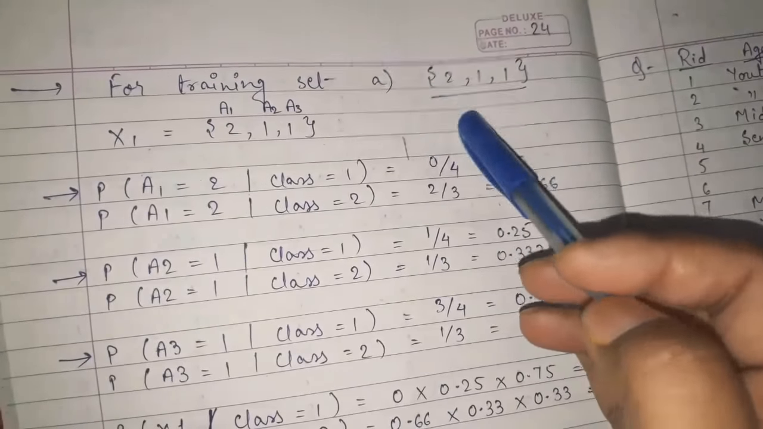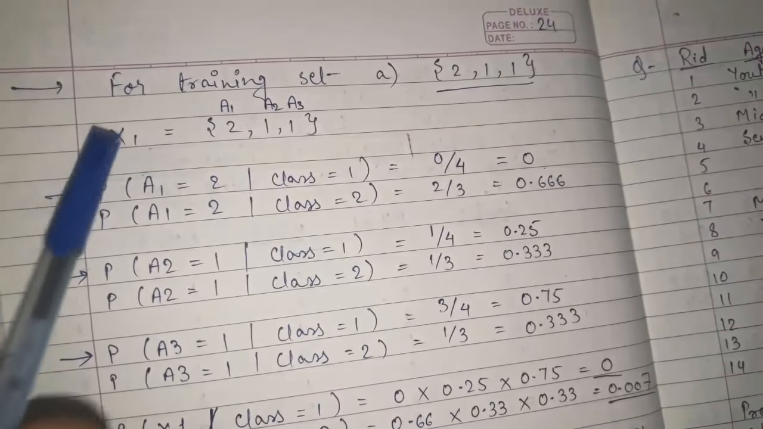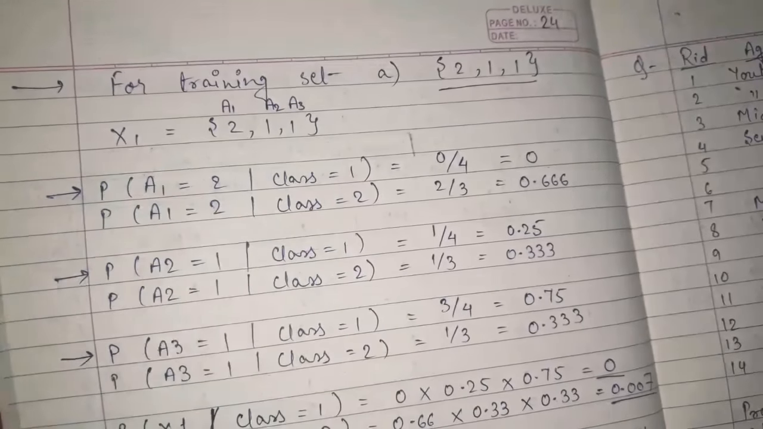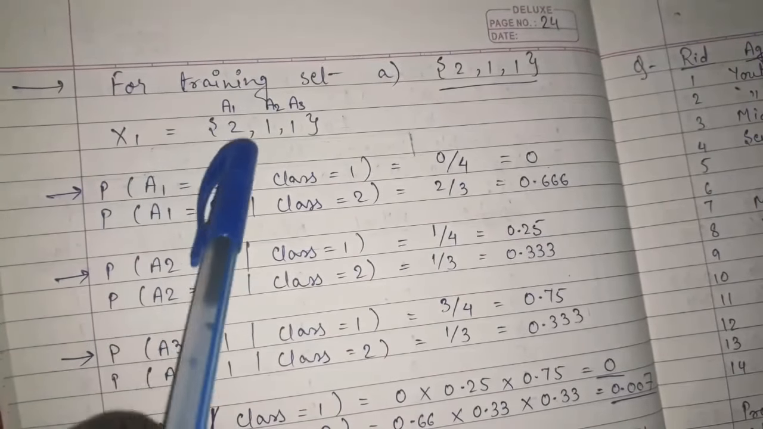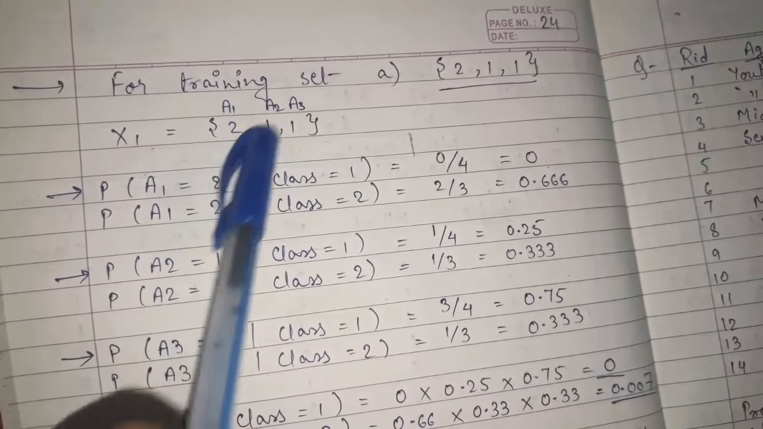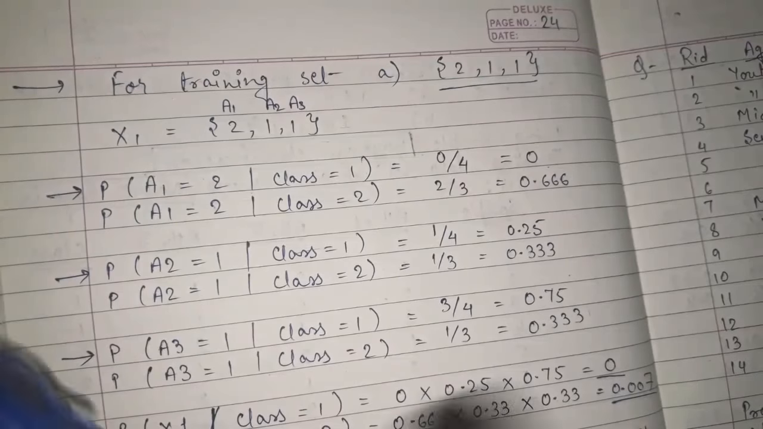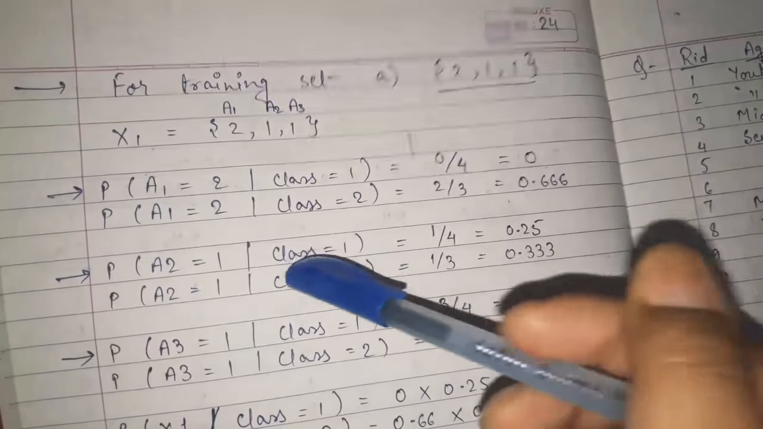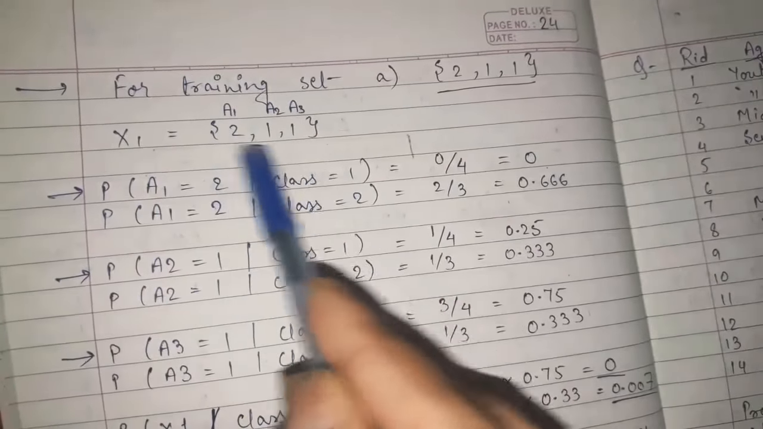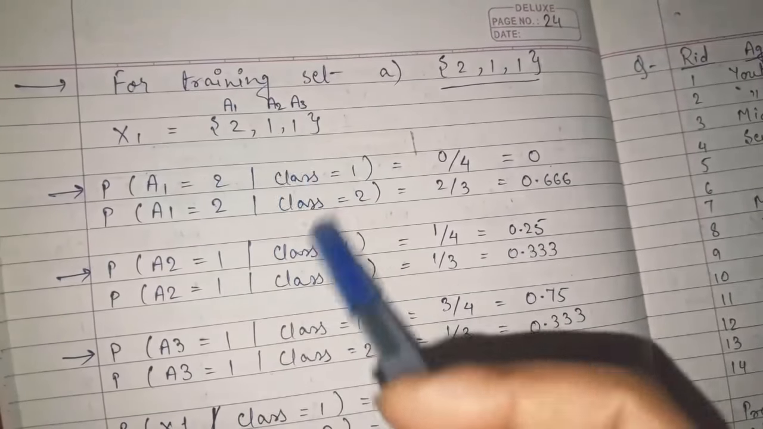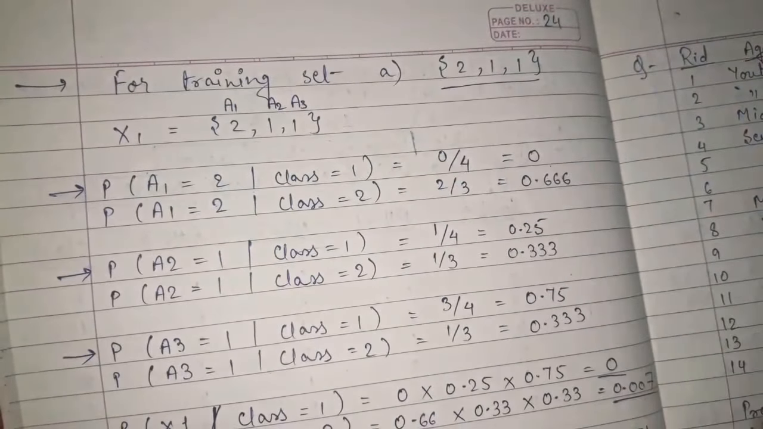Now what do we mean by 211? The tuple is given, let's name it x1. If the values of x1 are given to us as 211, this means the value of attribute A1 is 2, A2 is 1 and A3 is 1. In the table we know that attributes A1, A2 and A3 are given, so their respective values are 211. This is given to us and we want to find out the class.